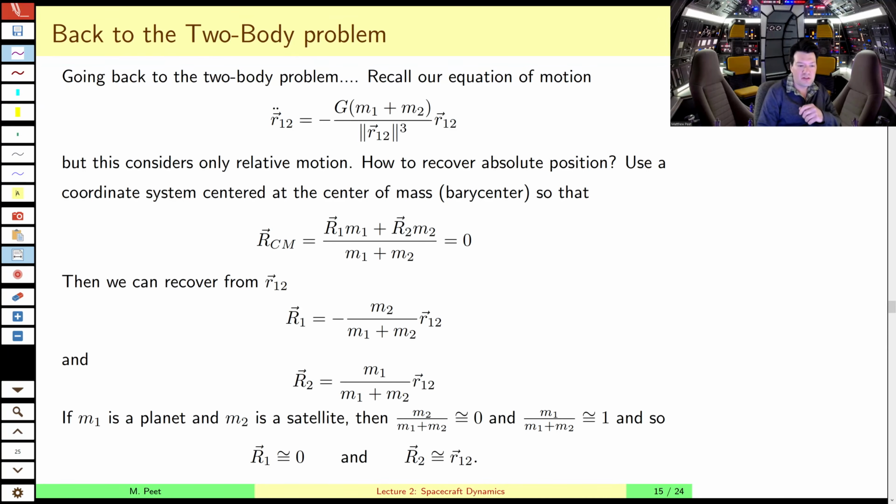All right, hello class, and welcome back to part B of lecture 2. In part A of this lecture, we sort of went as far as we could with the n-body problem. And in this lecture, therefore, we're going to restrict ourselves to the two-body problem, that is, one object in orbit around another.